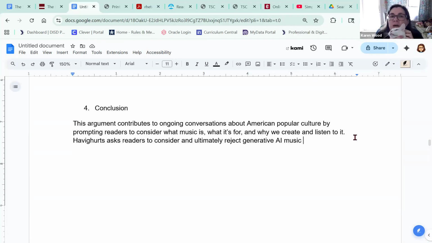Sometimes when we're writing, we need to take a cat break or a dog break if you have a dog. Just take a little break. All right, you good? Havigerst asked readers to consider and ultimately reject generative AI music as the inevitable evolution of creativity and technology. Okay, I'm going to leave it like that.